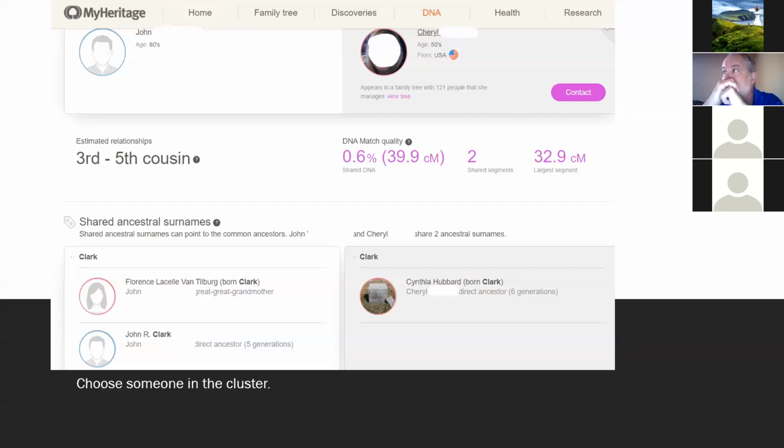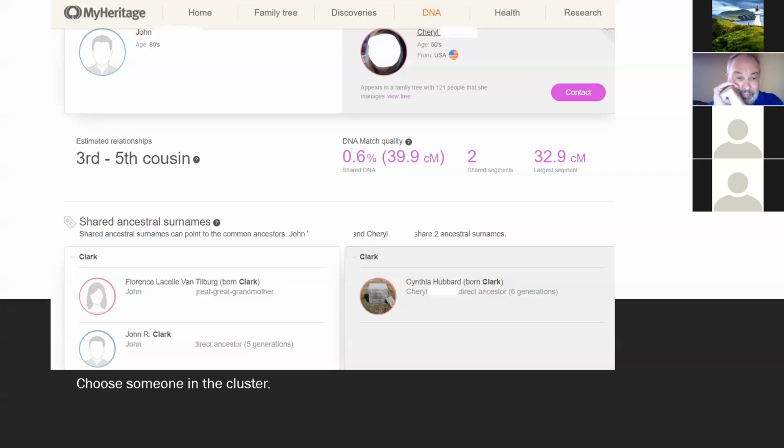So if you look here under the ancestral surnames, you can see on the left what I've uploaded from my dad and my family tree. So he has a great-great-grandmother who is a Clark. And also there's another generation back further, I think her father was John Clark. So a third great-grandfather, John Clark. And then my father's match, Cheryl, has someone in her tree that is a Clark.